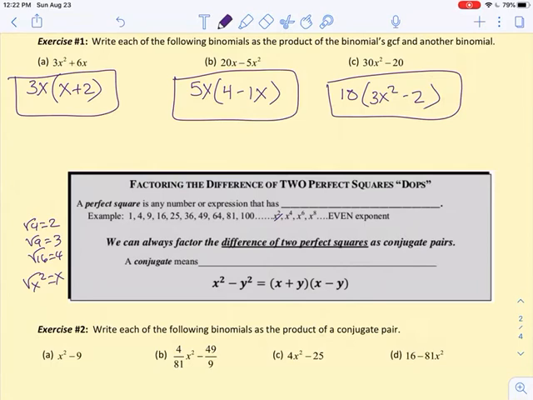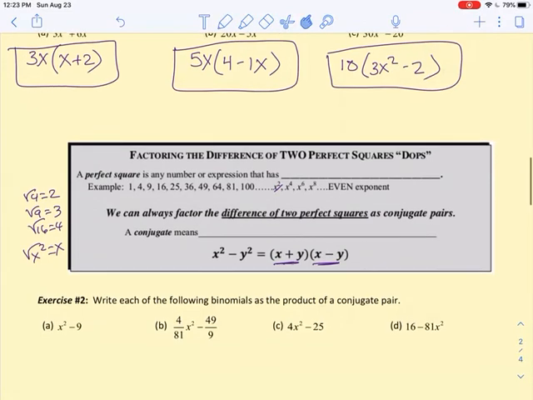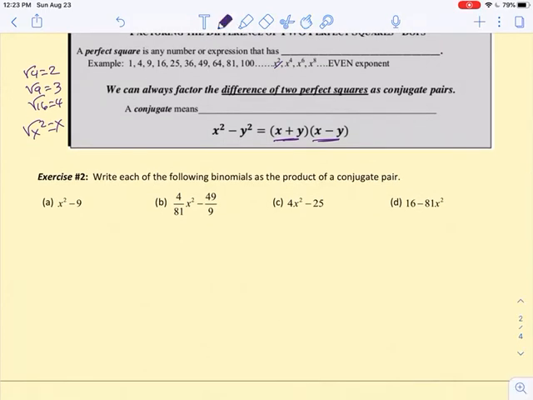All right. Now you can always factor the difference of two perfect squares as conjugate pairs. So basically a conjugate pair means I have a plus and a minus of that same exact term right there. So I have x plus y and x minus y. So it's exactly the same except one's a positive and one's a negative. As soon as you see these, you're going to remember how easy they are. So if we're looking at number 2a, x squared is a perfect square, 9 is a perfect square. So I'm going to set up my two sets of parentheses. X times x is x squared, and 3 times 3 is 9. One's a positive, one's a minus. That's it.